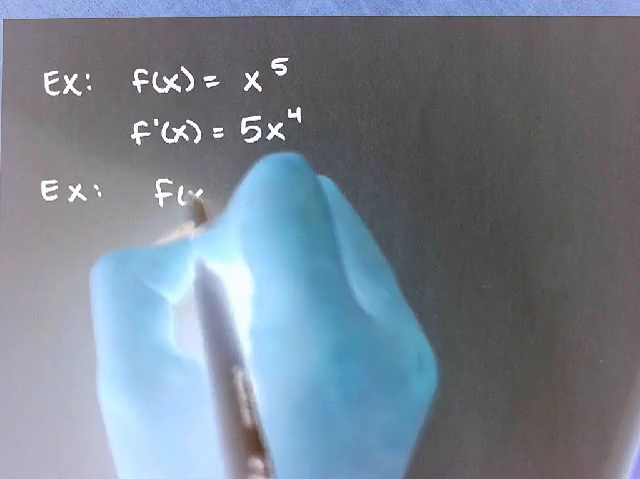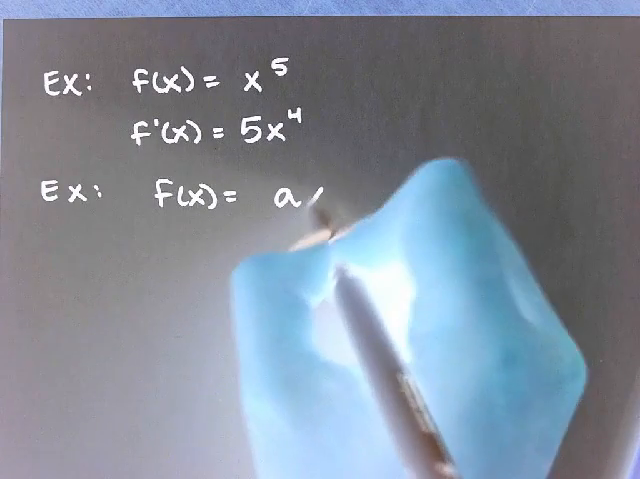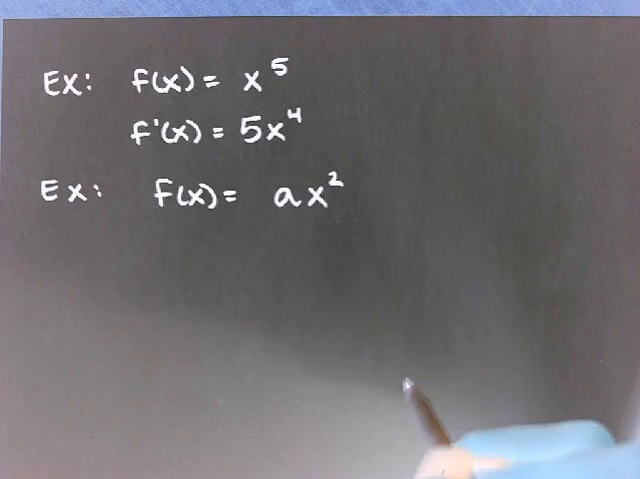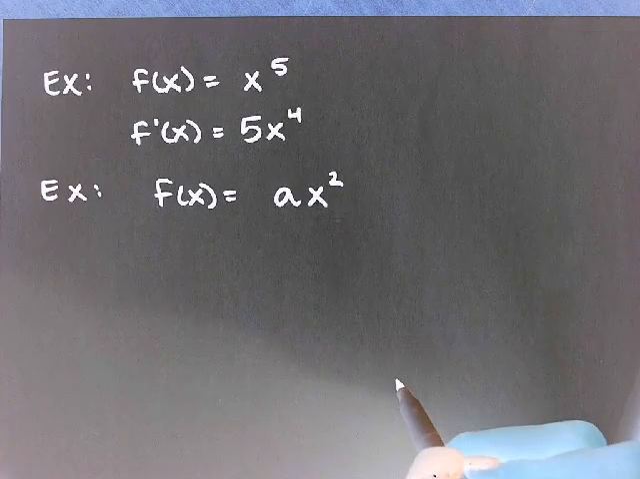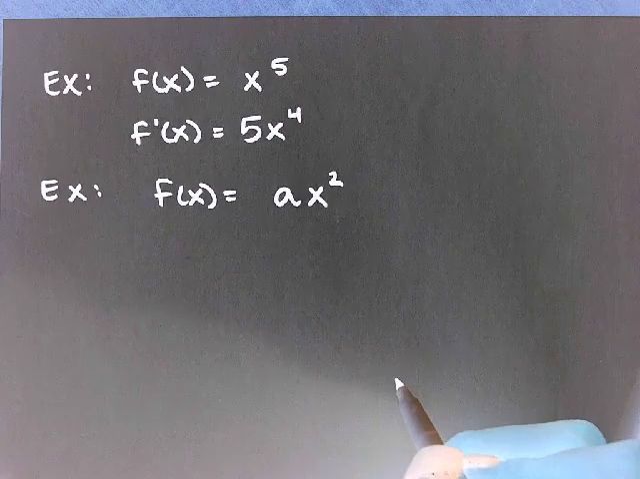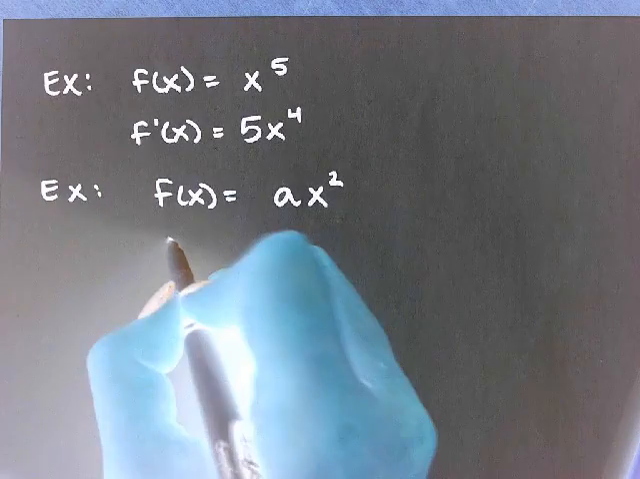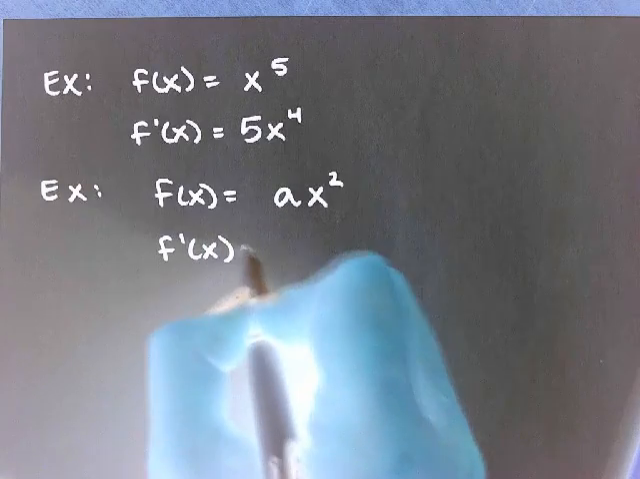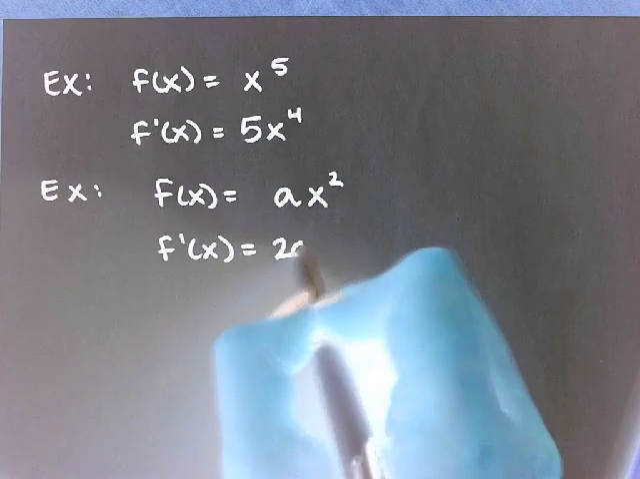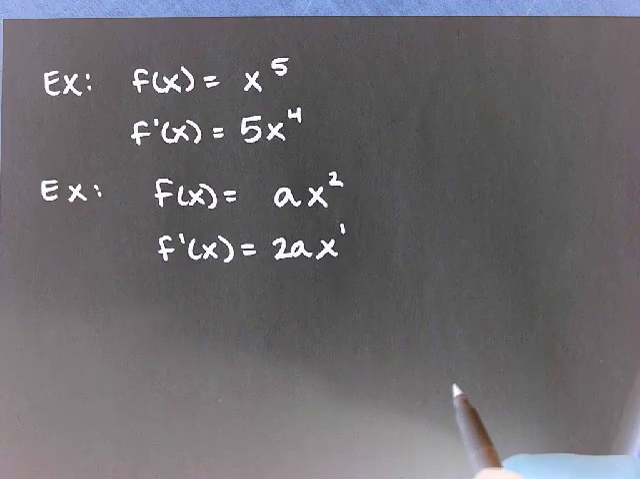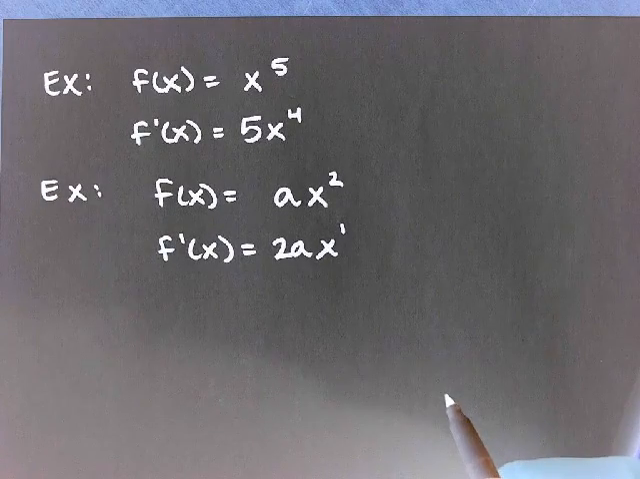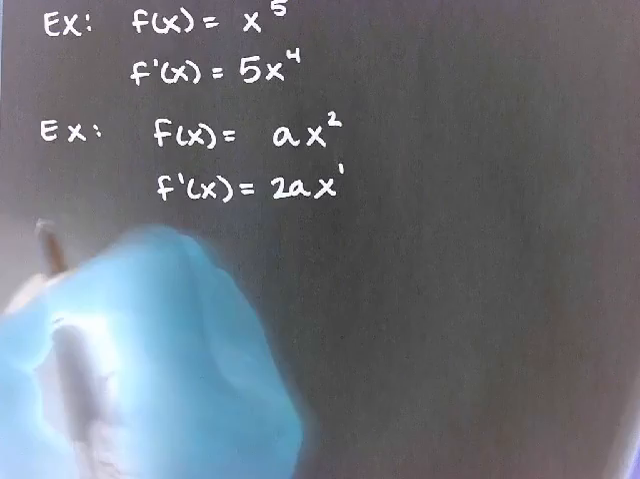All right, what if I said f of x equals ax squared? What do I do? It's just 2ax. Yeah, so you still bring the exponent down to the front, so that'd be 2 times a, and then x to the first power, or you don't have to put the 1, you could just say x. That would be fine.